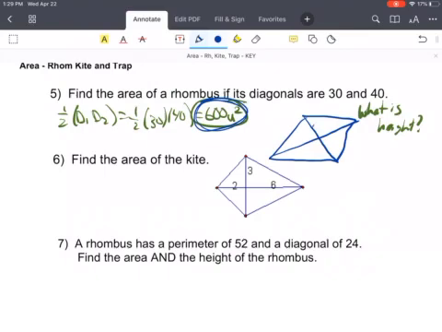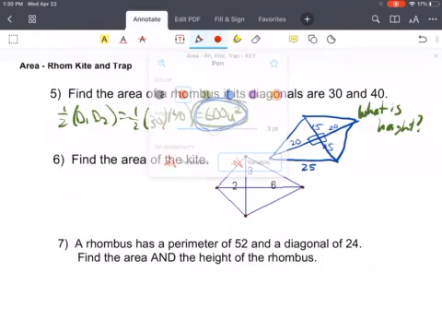If it's 30, that means it breaks up into 15 and 15 because they bisect each other. And if it's 40, it breaks up into 20 and 20. I can use the Pythagorean theorem, which is a triple, and recognize that it's 15, 20, and then my other side would be 25.